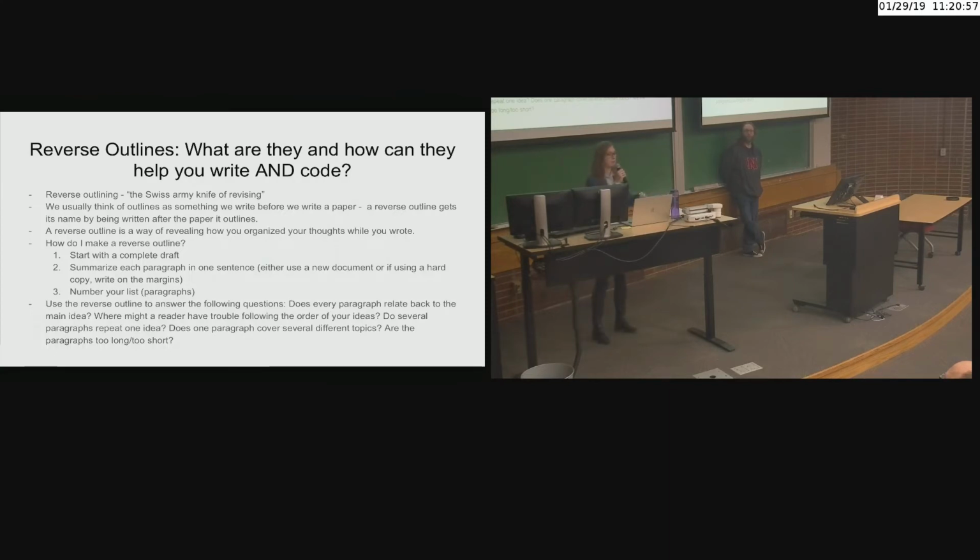I outlined the 3 most important steps. Step number 1 says you start with a complete draft. You can only write your reverse outline after you have completed your draft. The second step says summarize each paragraph in 1 sentence. You start with your introductory paragraph, and then you do the same thing with the rest of the paragraphs in the body sections of your paper, and at the very end, you summarize your conclusion paragraph, and that's it. But the most important thing, again, is to summarize each paragraph in 1 single sentence.